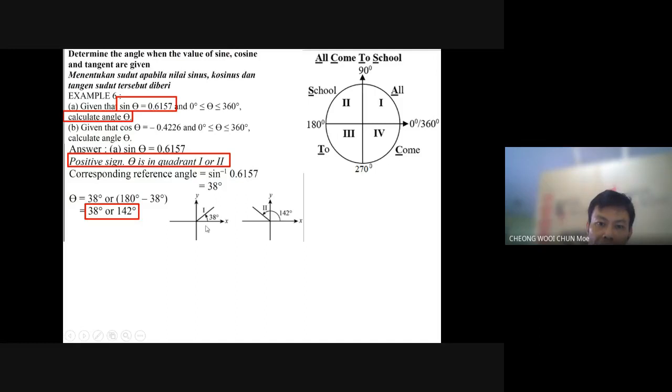So you can see in quadrant 1 it is 38, and this 38 is the corresponding angle over here. So 180 minus 38, you get 142. So there are two answers, for sine positive.